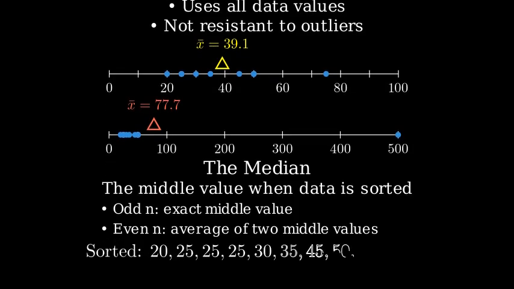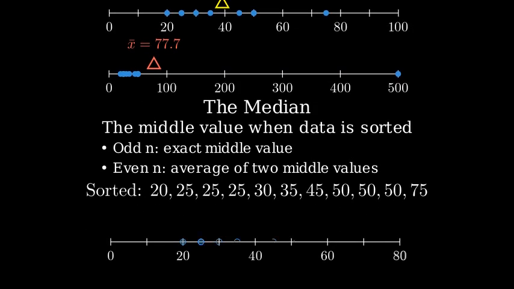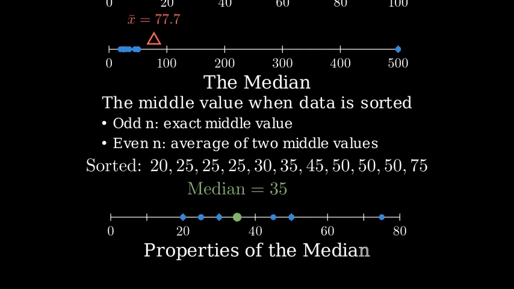First, we need to sort the values in ascending order: 20, 25, 25, 25, 30, 35, 45, 50, 50, 50, 75. Since we have 11 values, which is odd, the median is the middle value, which is the sixth value: 35 minutes. The median has some important properties too.